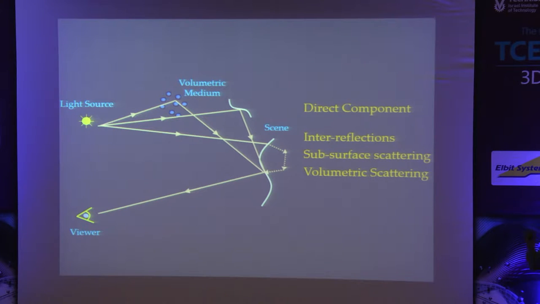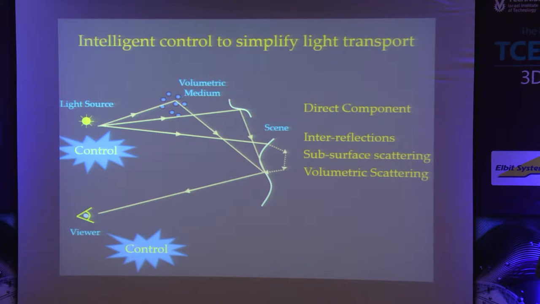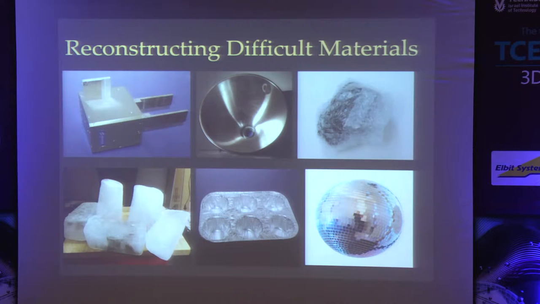In fact, I'm going to look at three different applications. And here's the idea. The idea is not explicitly modeling light transport, but instead, if you can smartly control illumination and imaging and perhaps the medium itself, you can simplify light transport drastically. And once you simplify light transport, you can then apply very simple algorithms for many applications. And so this conference is 3D visual computing. So let me start with the first application.